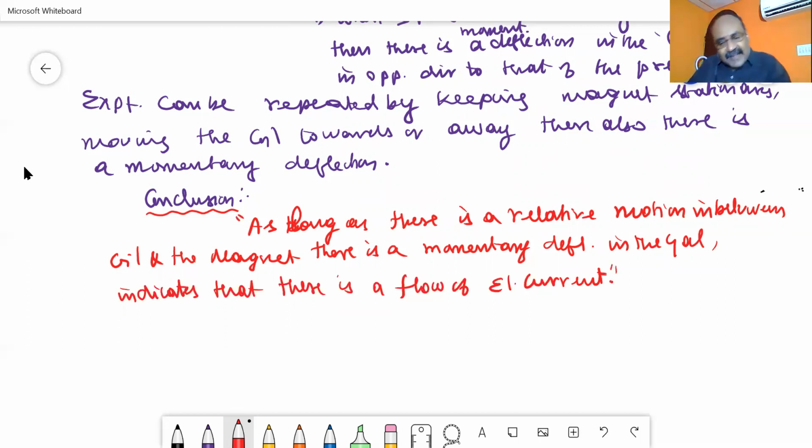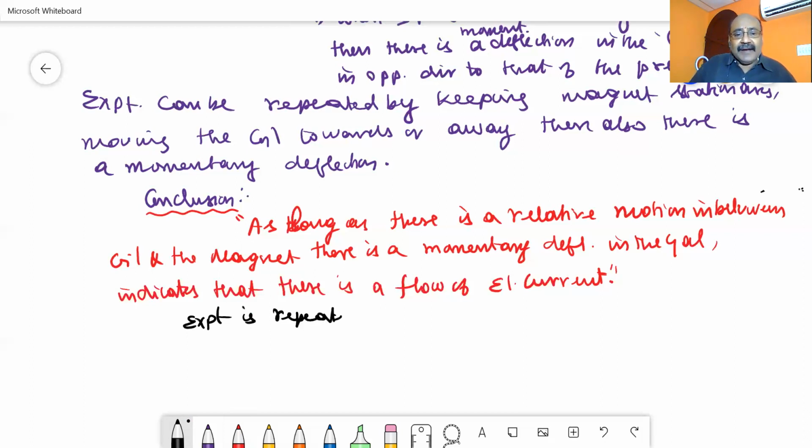By repeating the experiments, they found when the amount of deflection produced will be more. If the deflection produced is more, then the flow of electrical current is also considered to be more. So as the strength of the current induced in the coil due to relative motion between the magnet and the coil increases, the deflection also increases. So the experiment is repeated.